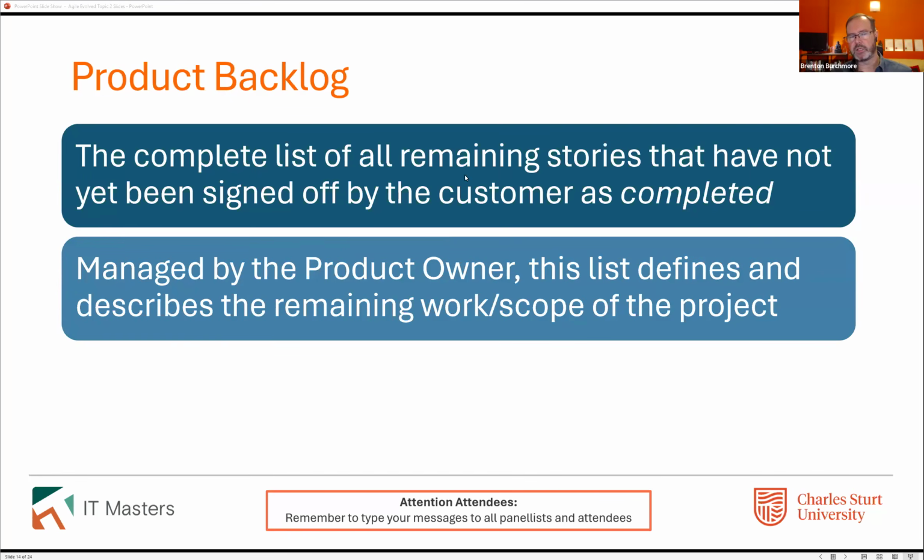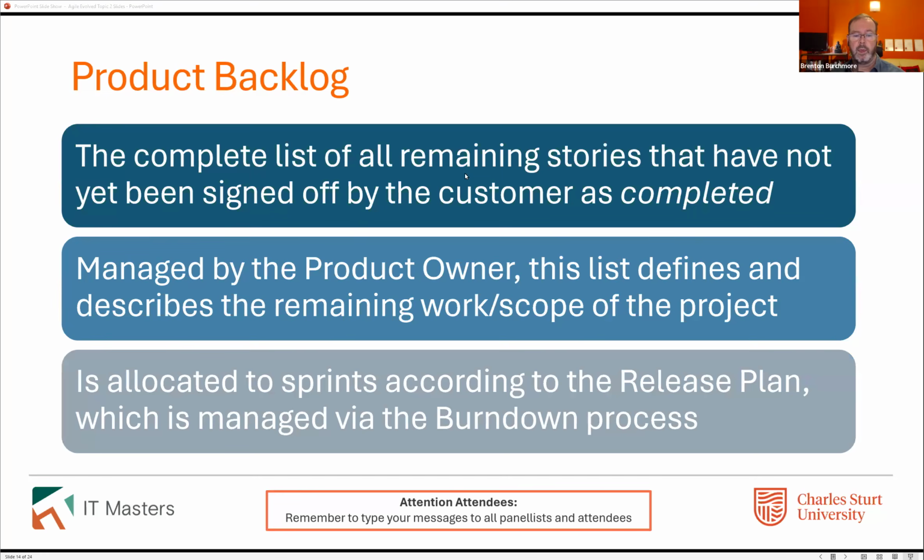It's the product owner that manages the backlog, because it's the product owner that is meant to be able to say, okay, here's what needs to be done, should be done, customer wants to be done in the next couple of sprints. Here's a bunch of stuff that they want to put together. And that's what we're going to talk about, why that happens in a moment. But that's essentially the product owner's job. And it gets allocated to sprints according to the release plan.